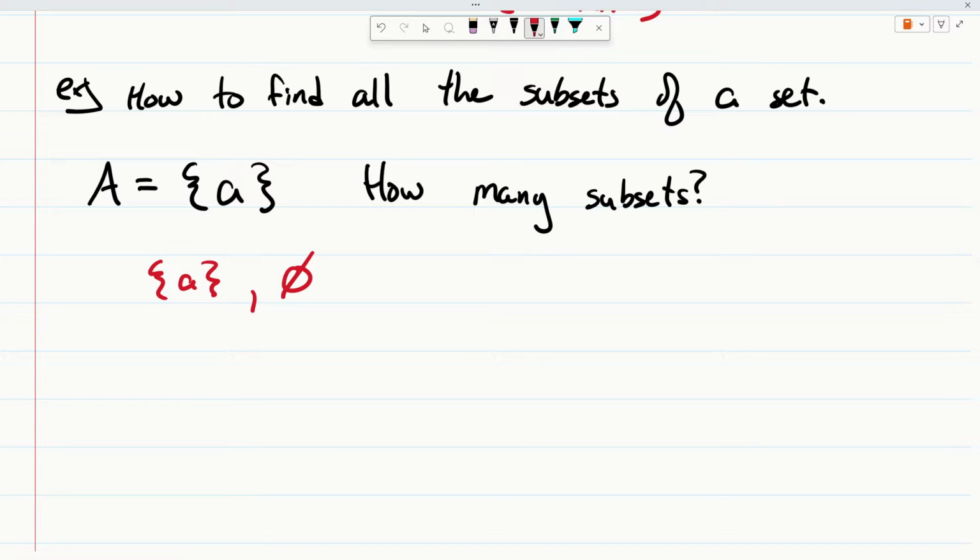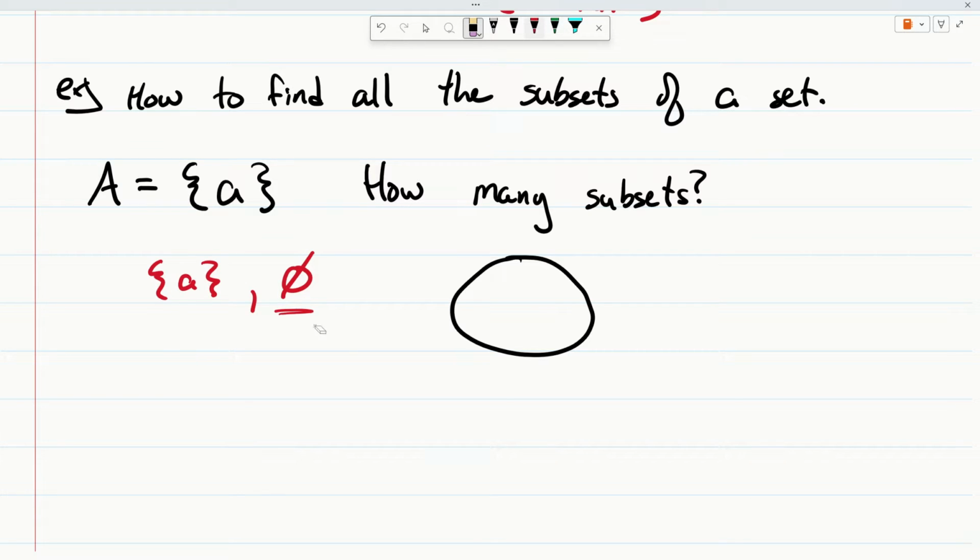Now, visually, here's what's happening. Let's use a circle. Let's pretend this is the Earth, and all the elements on the Earth are just the letter A. Well, this letter A will be a subset of the world. But then you can also have the situation where there's nothing there as well. And that's why we have two subsets.